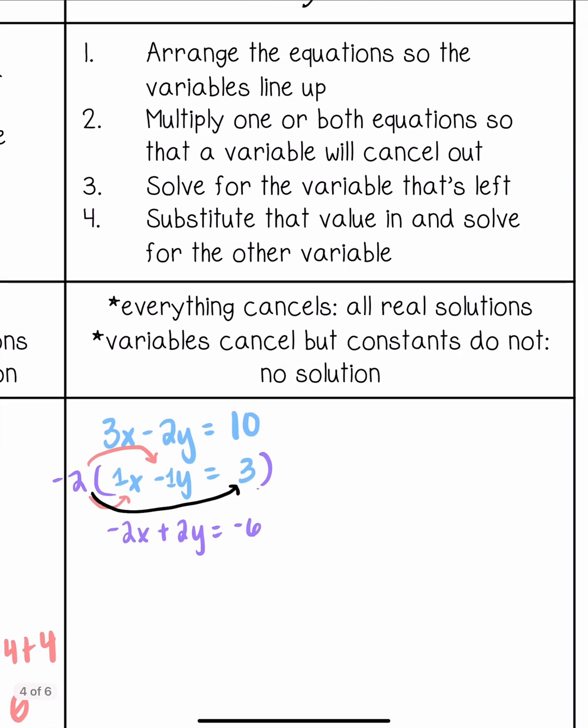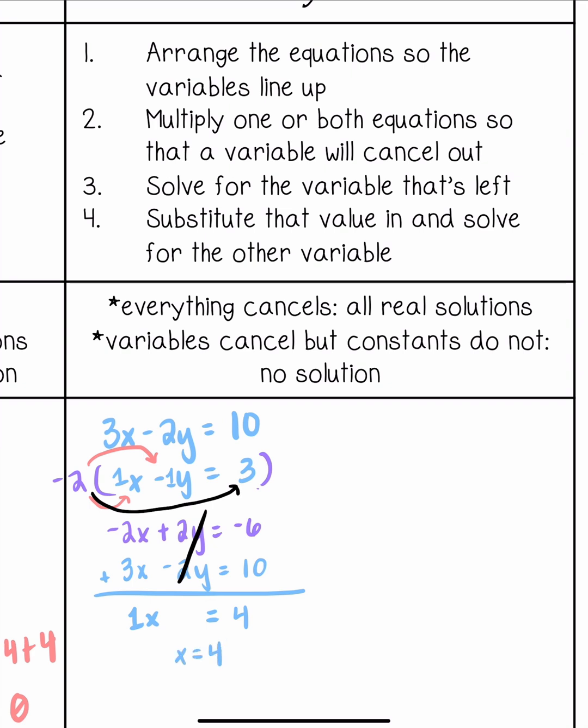Okay, so now we're going to bring that other equation down. The 3x minus 2y is equal to 10. And now I'm going to go ahead and add. So negative 2x plus 3x is positive 1x, or you could just write it as x. The 2y's cancel out, right? Because 2y minus 2y is just 0. And then negative 6 plus 10 is going to be a positive 4. And so therefore we know x is equal to 4.